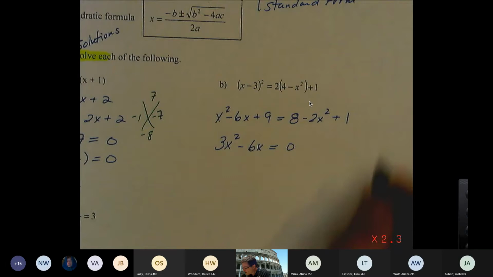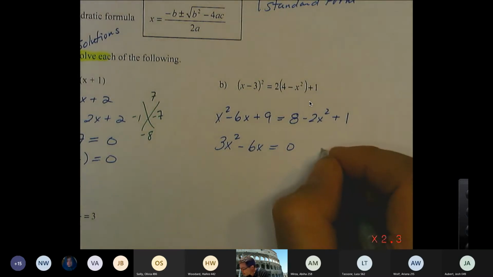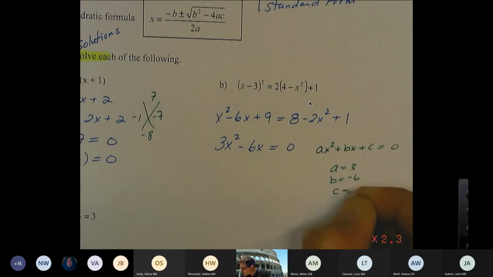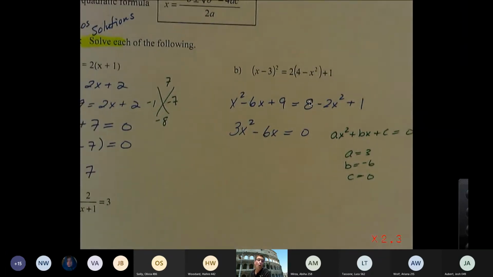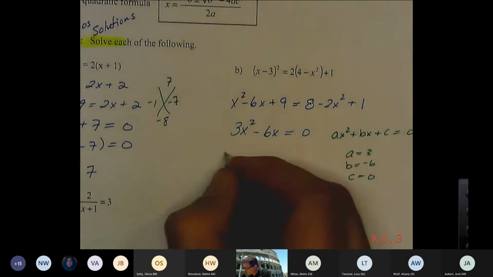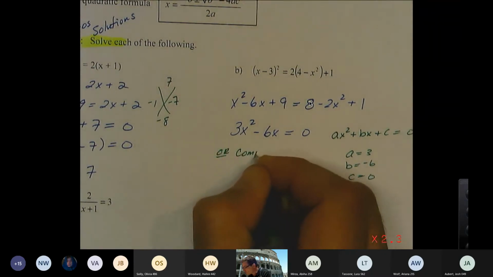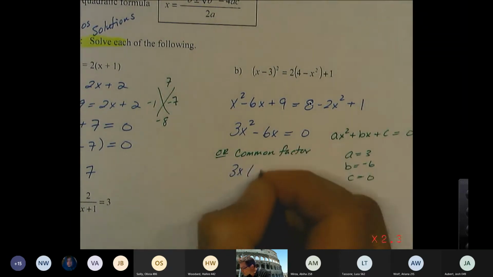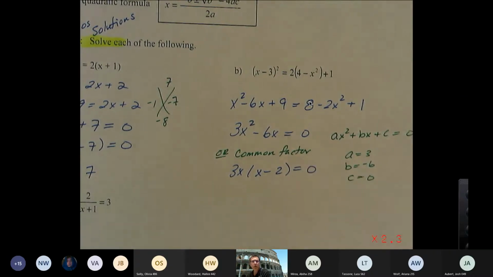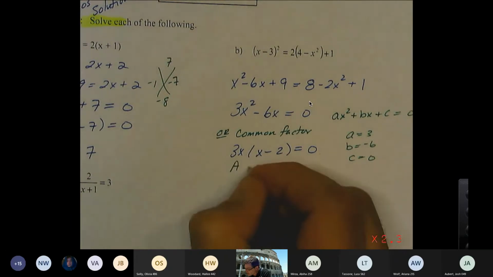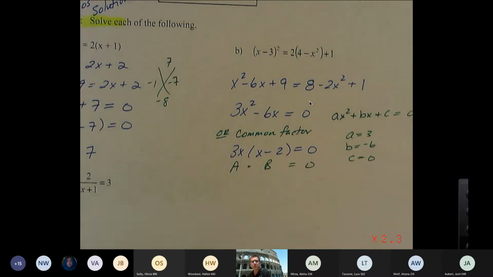Now, I could use the quadratic formula here if I want. I could do ax squared plus bx plus c equals 0, and a equals 3, b equals negative 6, and c equals 0. And I could use the quadratic formula. Or I could look at this and notice that I could common factor it. So if I common factor, I have two things that multiply to give 0. Did you see what I did there? I made a times b equals 0.